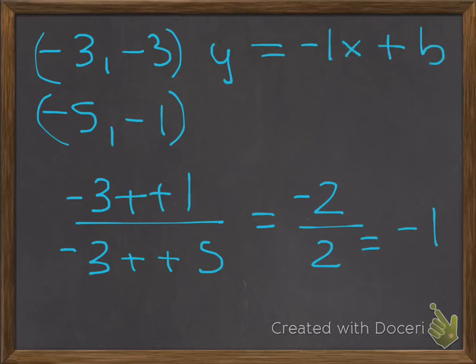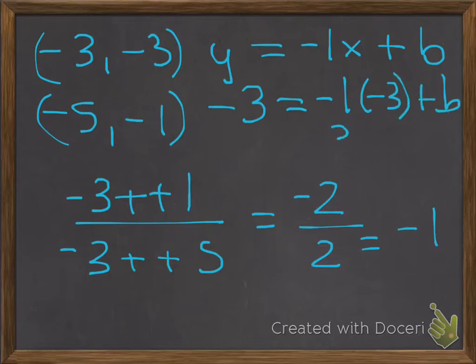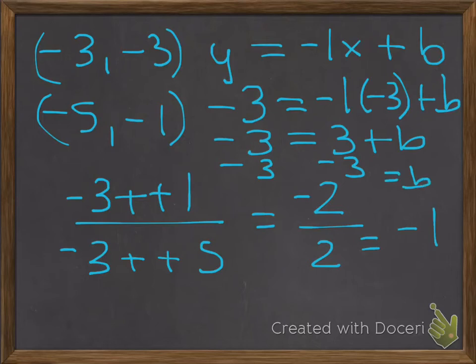Now we need to find our b value. We use any point, so let's say we use the first one, y for y, x for x. So we get 3 plus b. Now we're going to subtract 3, so we get b is -6. Now our equation then would be -1x minus 6.